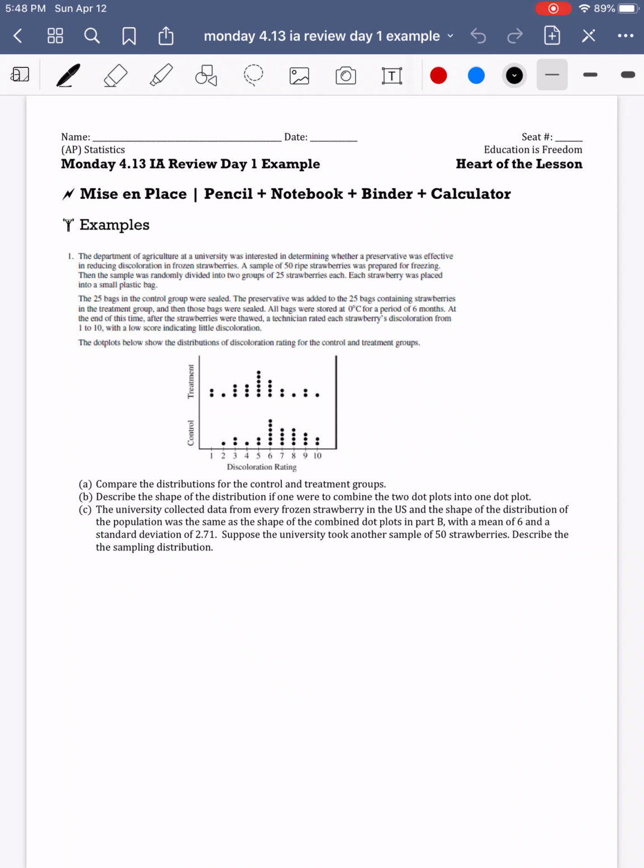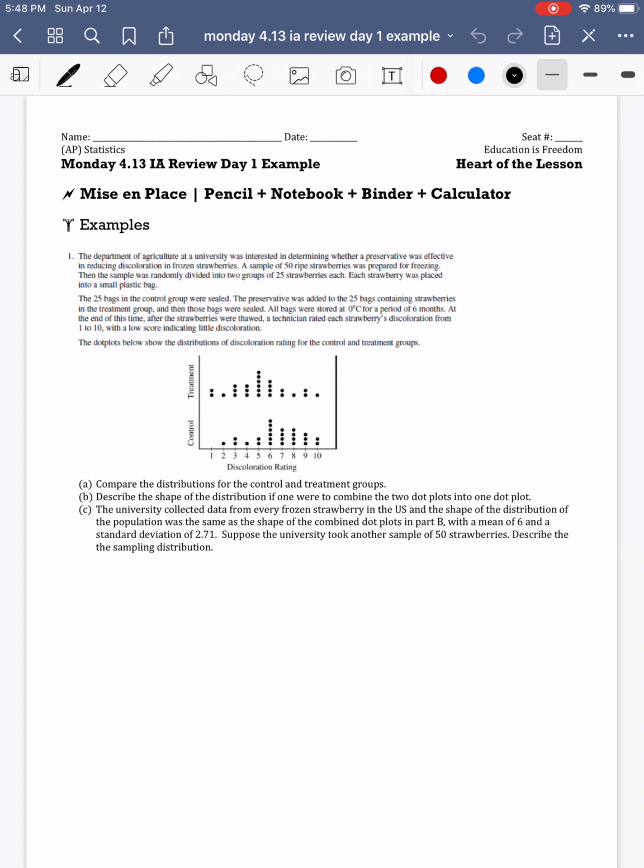At the end of this time, after the strawberries were thawed, a technician rated each strawberry's discoloration from 1 to 10, with a low score indicating little discoloration. The dot plots below show the distribution of discoloration rating for the control and treatment groups. Okay, so the first part here, we want to compare the distributions for the control and treatment groups.